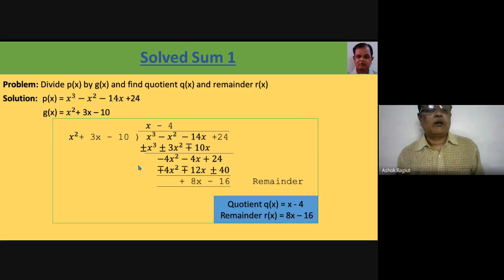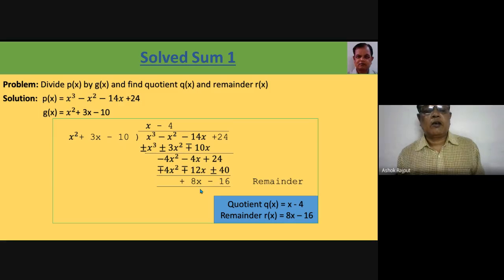Now we compare the first term to the first term. As we have written here, it is 4x square, and x square is also there, so we write minus 4. Then we multiply all these terms by minus 4: minus 4x square minus 12x plus 40.